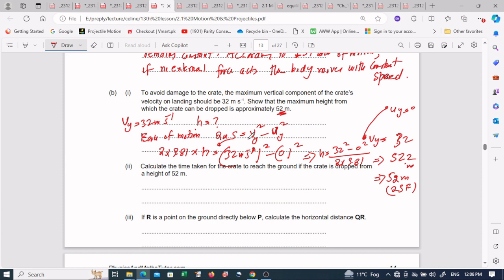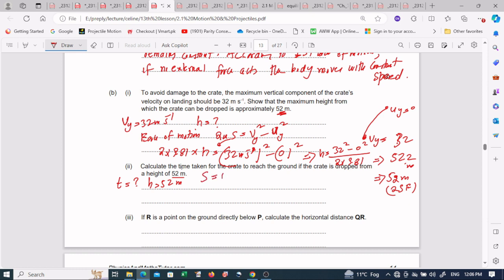So for part C, calculate the time taken for the crate to reach the ground if the crate is dropped from a height of 52 meters. So we have to find the time. Given information: time is unknown, height h is 52 meters.